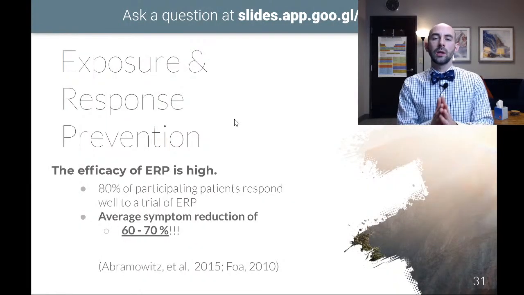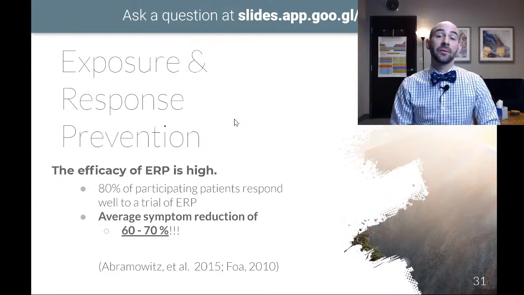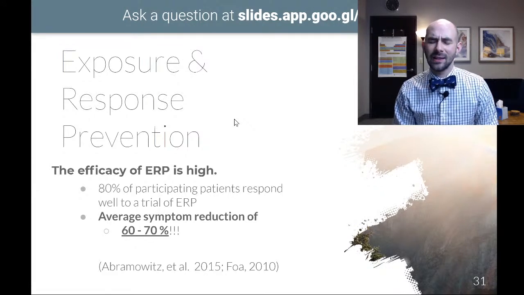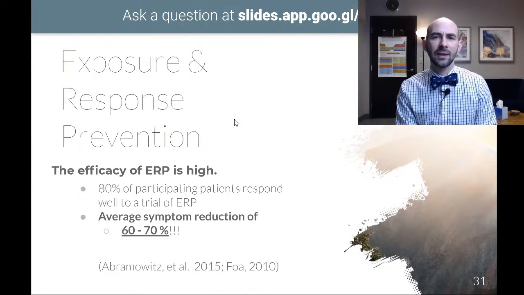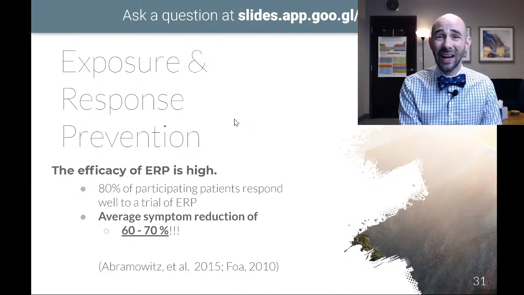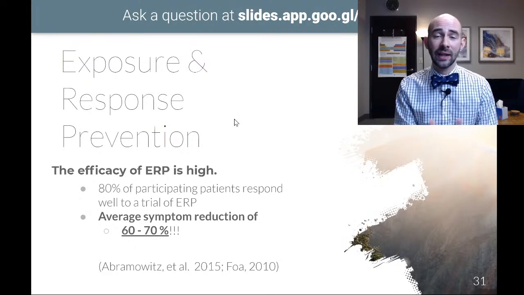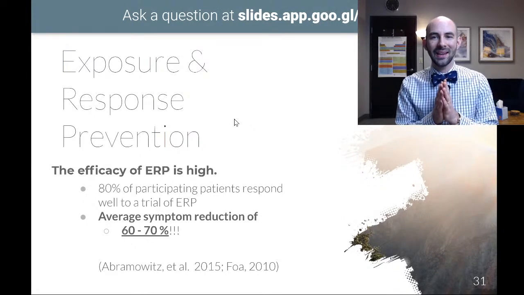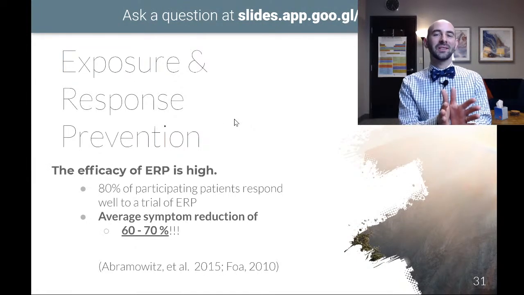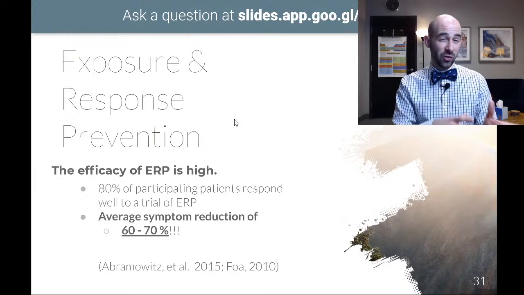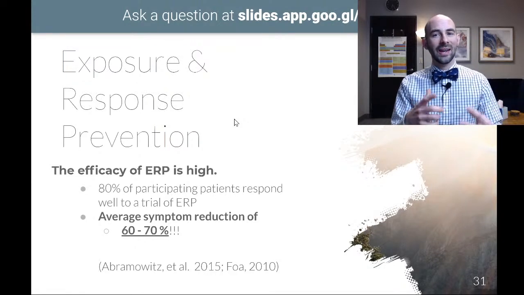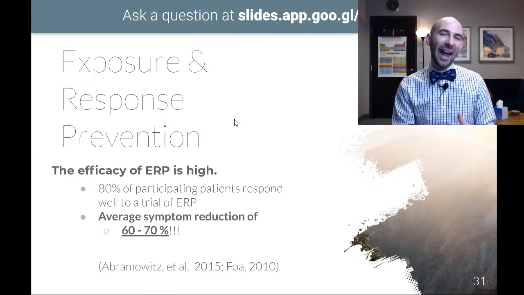Okay, so talking about exposure and response prevention, the efficacy is really high. This number still shocks psychiatrists when I train at clinics. It still shocks, I think, the average person that I share this with, that 80% of participating patients respond well to a trial. In the research, a 60 to 70% average symptom reduction.